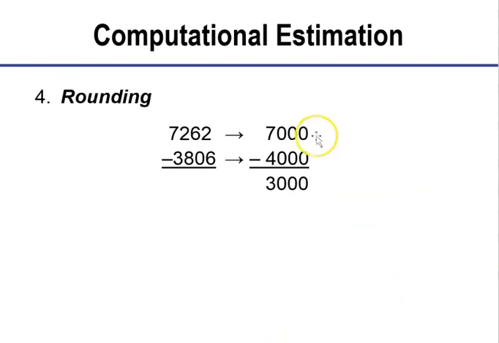7,262 rounds down to 7,000. You're just rounding to the thousandths place. Remember the rule for rounding. If you're rounding to the thousandths place, you look at the number directly to the right of the number you're rounding. So I'm checking out this 2. If that number is less than 5, you round down. So that's why we went to 7,000. On the next number, again, I'm looking at the thousandths place and looking directly to the right. That number is 5 or larger, so I round up to 4,000, and we know 7,000 minus 4,000 is 3,000.